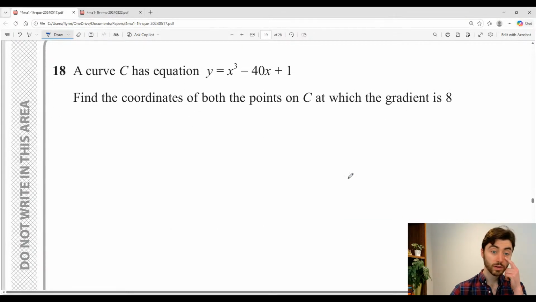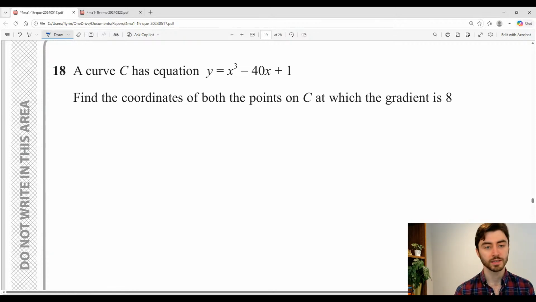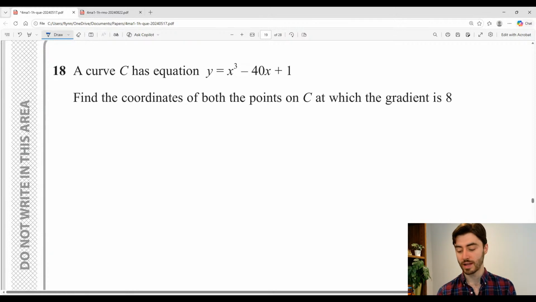Okay, so here we have a curve. If you are not doing iGCSE, kindly disregard this question. This is an iGCSE only question because it involves differentiation.